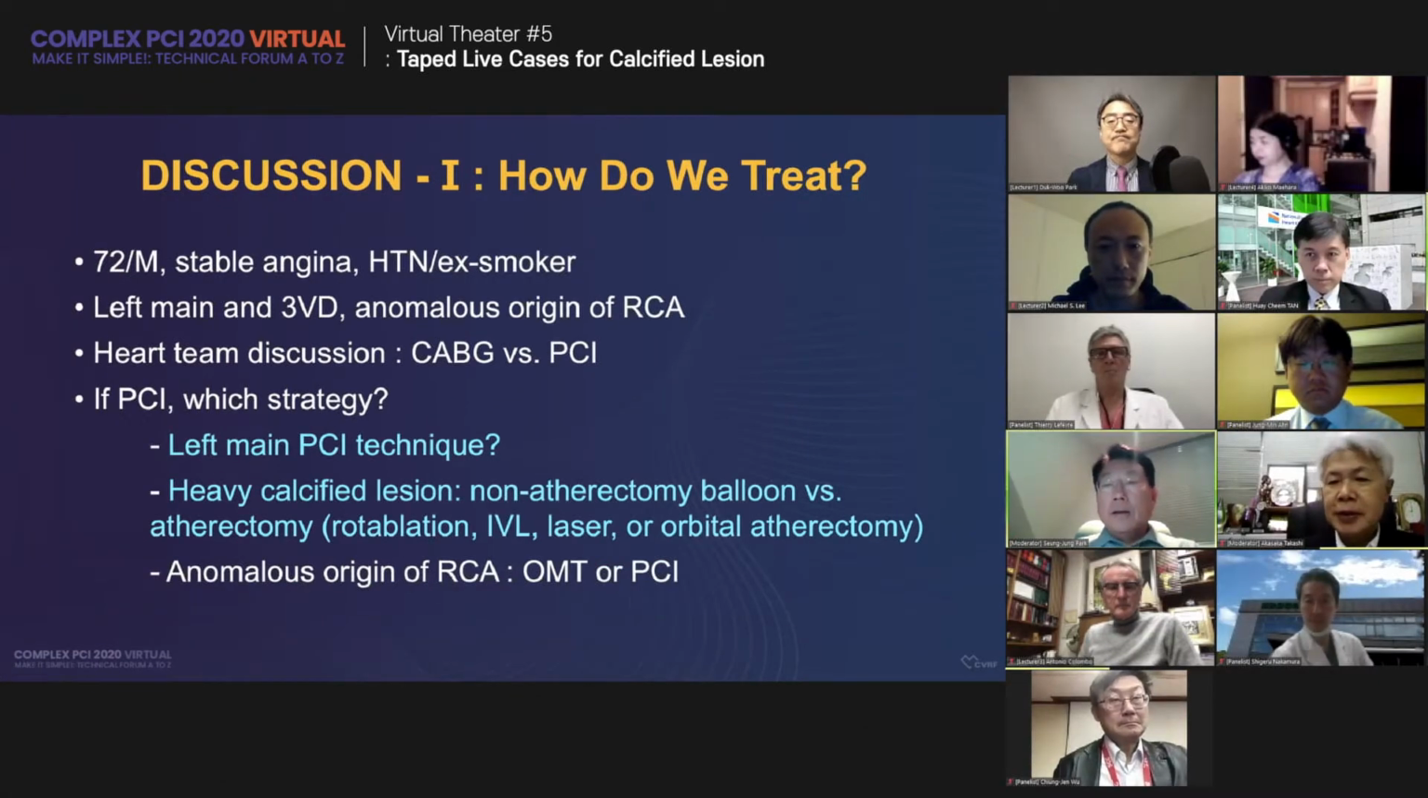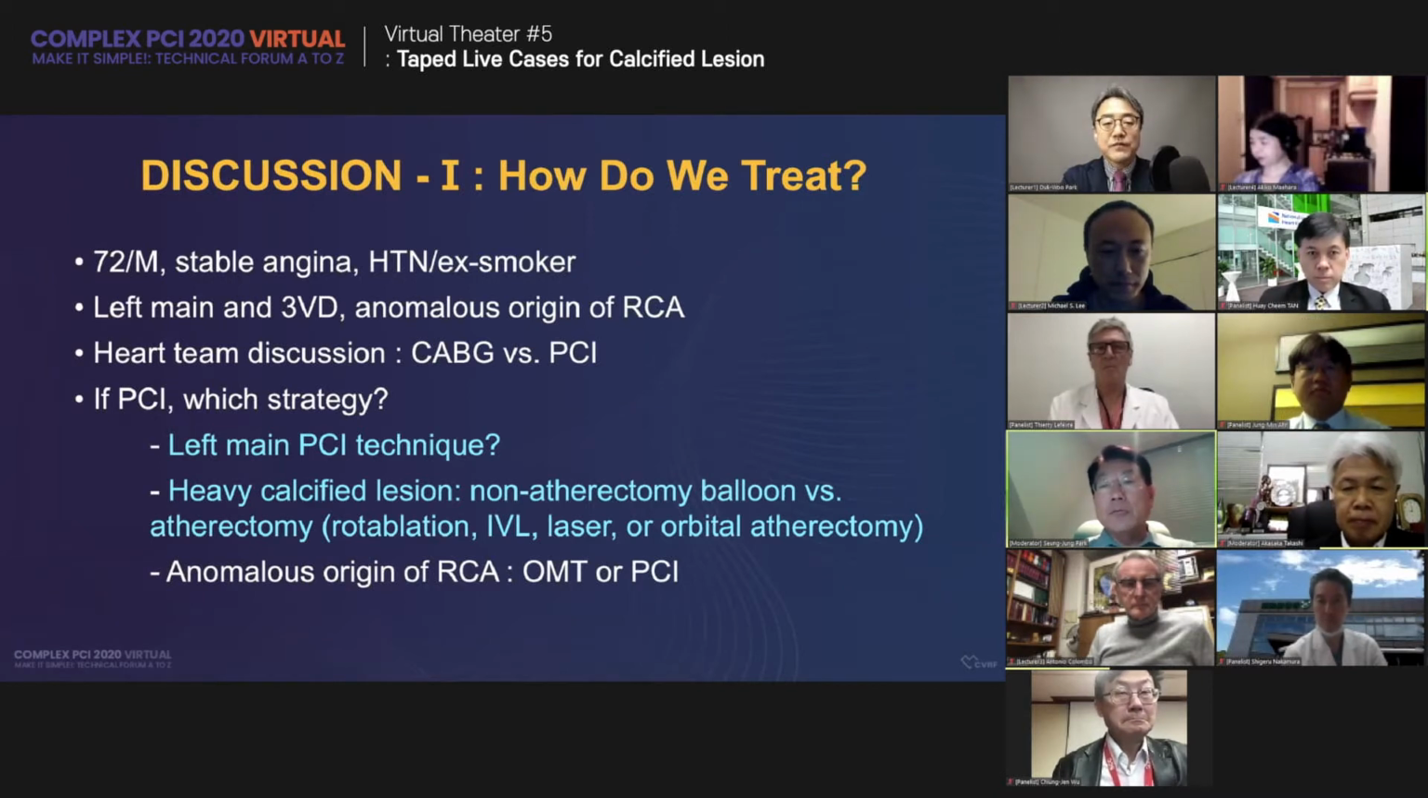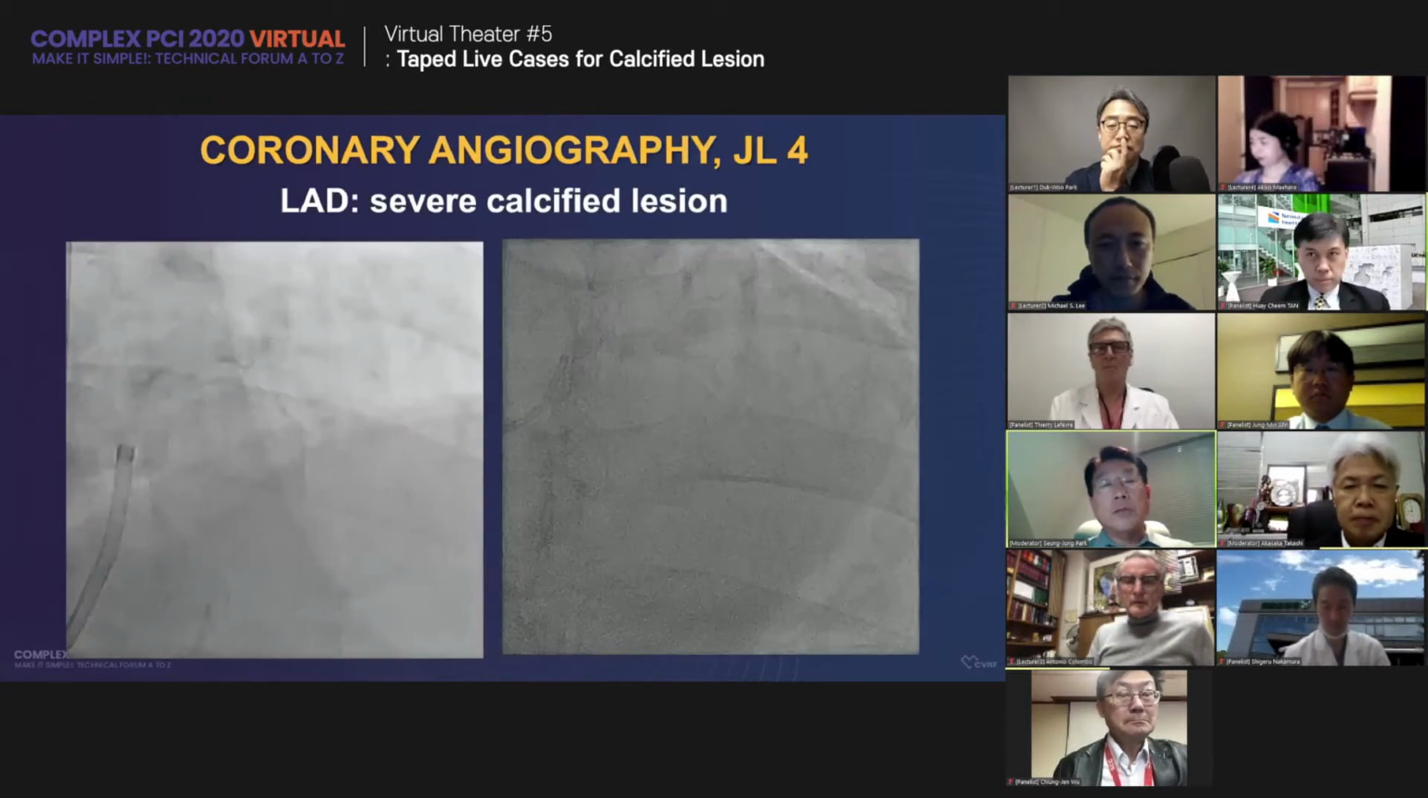Okay. Any question, any suggestion for this case? Actually, this is a typical tough left main and three-vessel disease. So personally, I think it is a really good candidate for bypass surgery. Very tough, very calcified region from the proximal part of the right coronary artery, and also the mid portion of the left coronary artery.